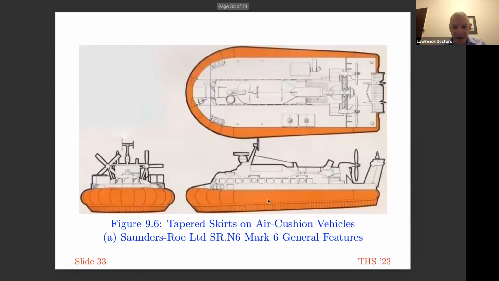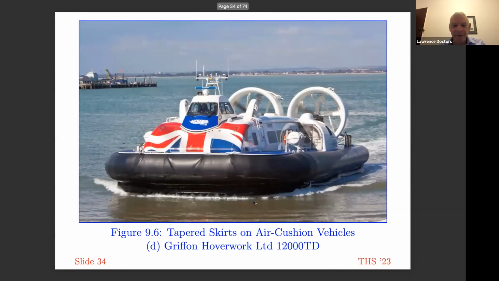This picture again illustrates the taper on the SRN series of hovercraft. Here's another picture showing the taper. This is on the Griffin hovercraft, Hoverwork, 12000TD. So the height here at the bow is much more than that at the stern. This picture also shows a very large duct.